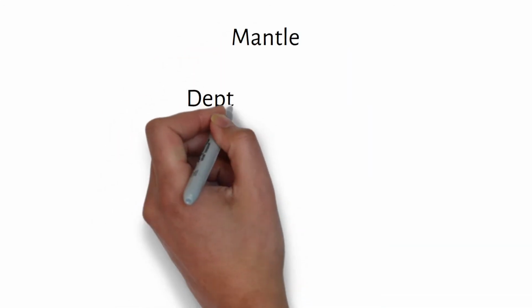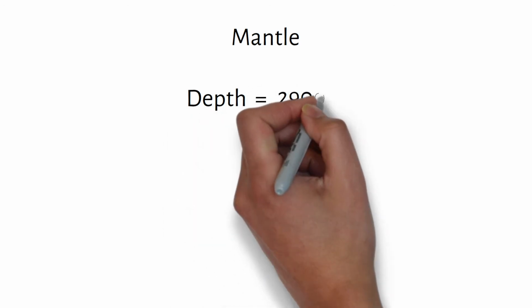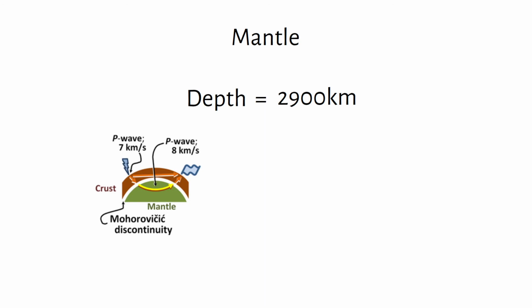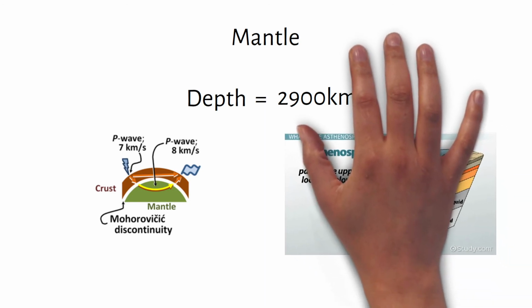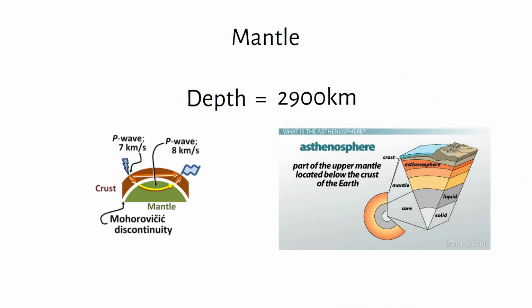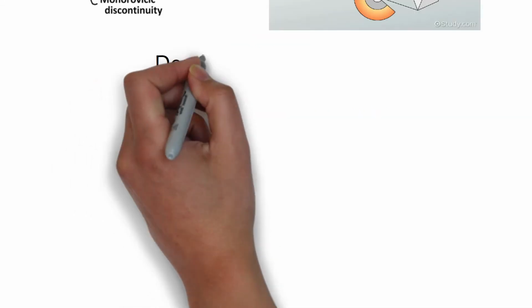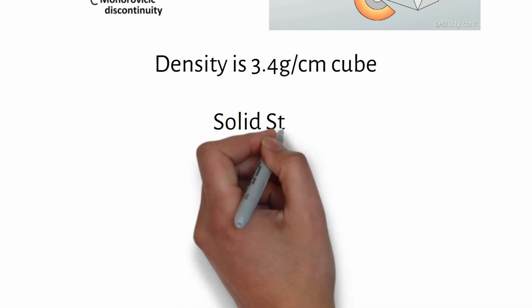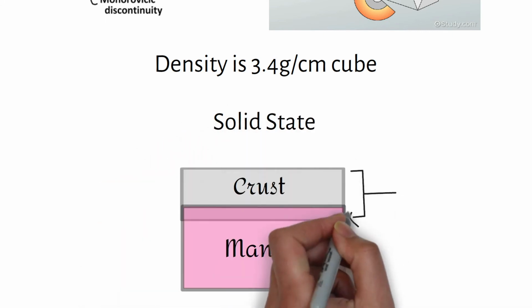Mantle. The depth is about 2,900 km starting from Moho's discontinuity. Upper portion is called asthenosphere. Astheno means weak. Density is 3.4 gram per centimeter cube. It exists in a solid state. The crust and top part of mantle comprise of lithosphere.